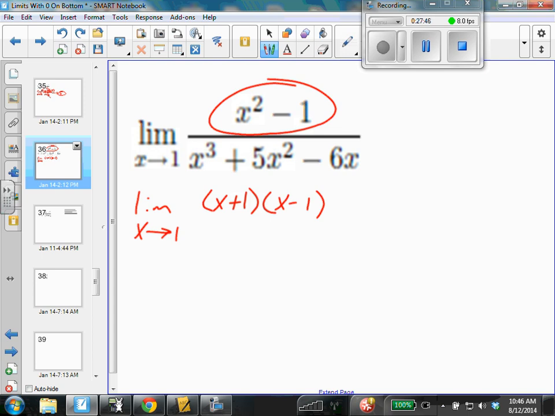Well, to factor the bottom, we can pull out an x on the bottom. So this will turn into x squared plus 5x minus 6. And now this stuff right here looks like a quadratic.